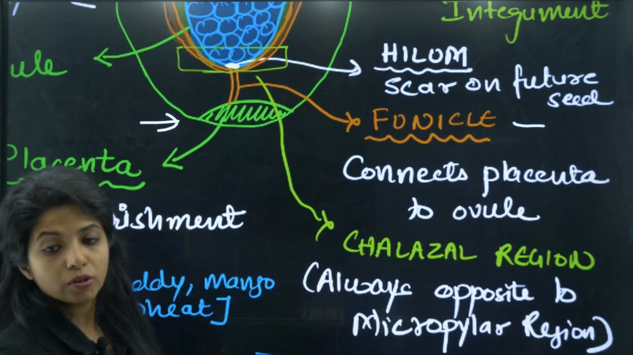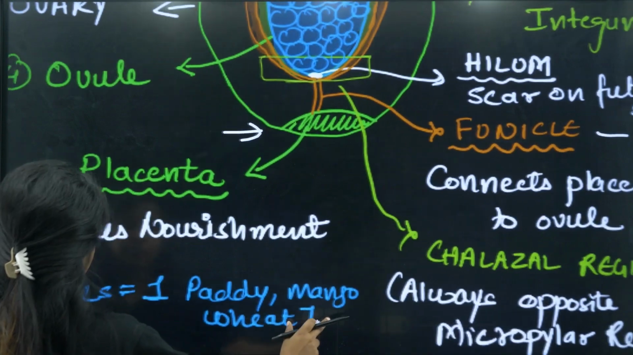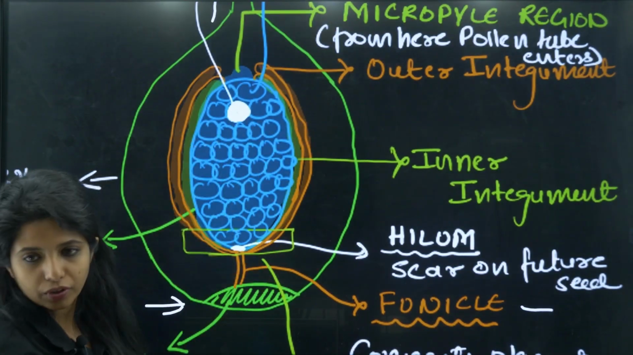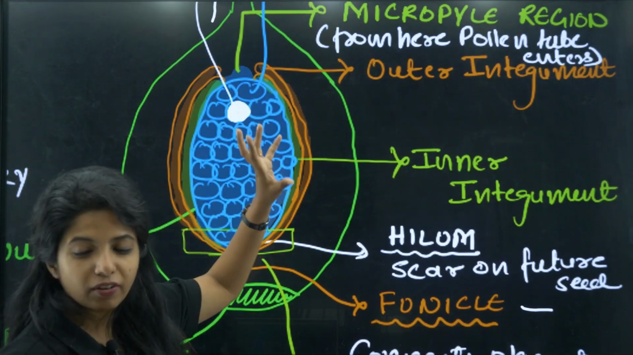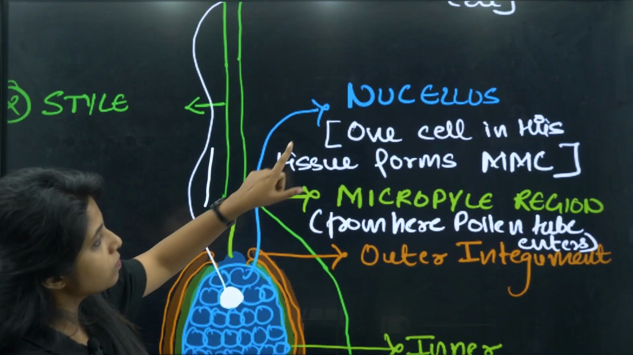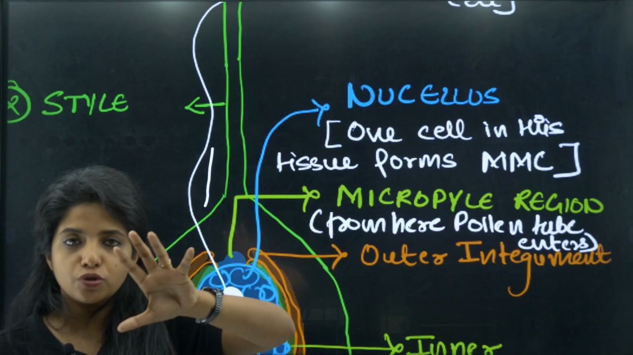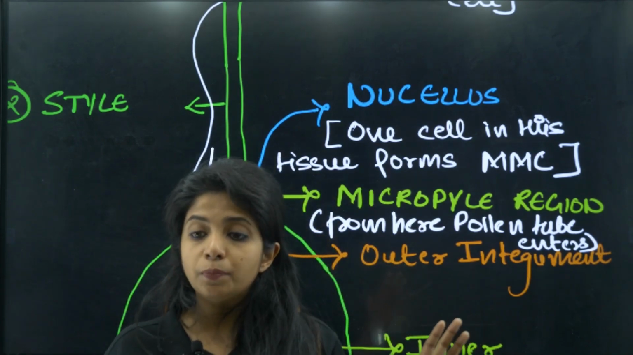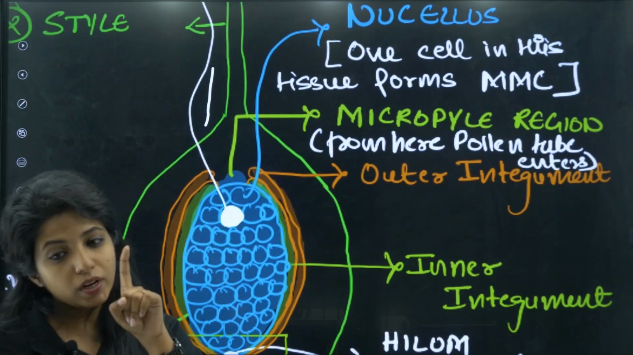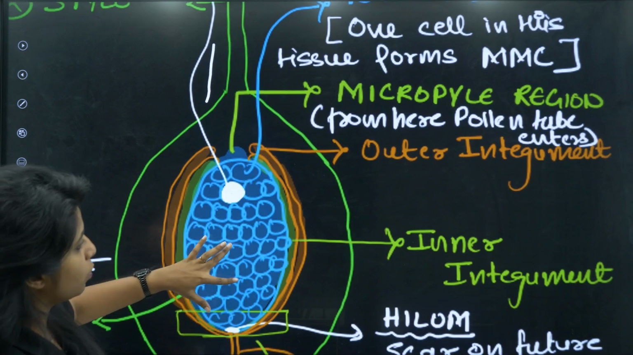It will be the chalazal region, or chalazal end, always opposite to the micropylar region. And the cells that you see over here, there are so many cells. I have colored one differently, but the cells in total form something known as the nucellus. Just like we had sporogenous tissue with so many cells, all of them PMCs or MMCs, over here in the nucellus only one cell is the megaspore mother cell. We are going to talk about the megaspore mother cell later on.